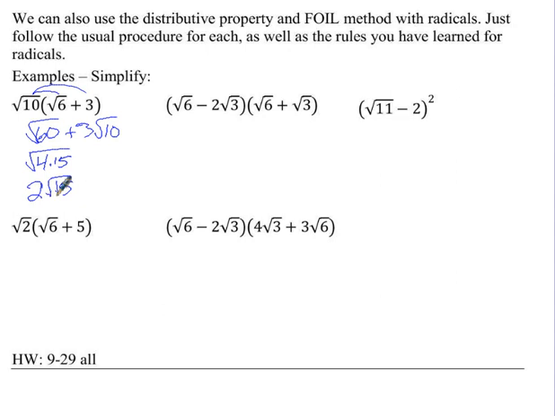Now we have plus 3 root 10. Is there a perfect square that goes into 10? Nope, there isn't. So we can't simplify that second one. So we just write it down, and that's our answer.